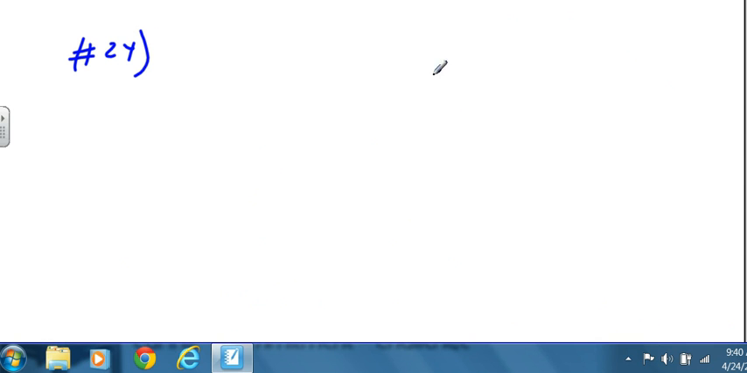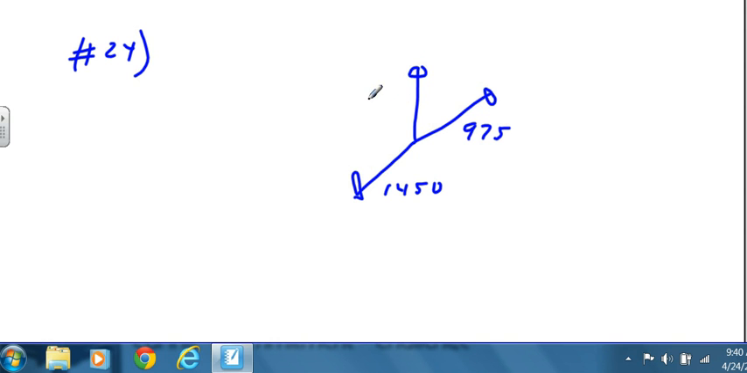So I got something going that way, something going this way, something going that way. And this is 1450, and that's 975, and this one's 825, and they're all in pounds. And then I got angles sitting around here. Okay, so this guy's going north, and I got 50 degrees going that way, and I got 150 degrees going this way.